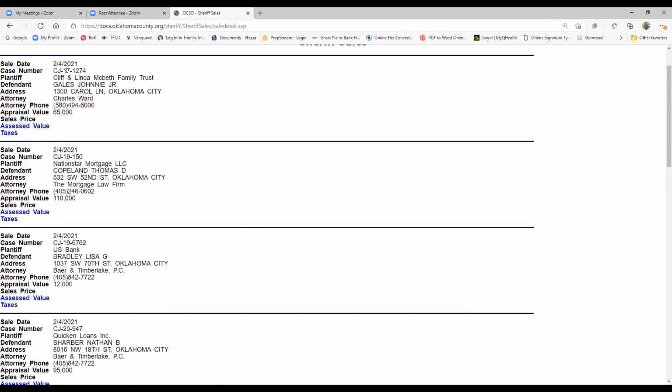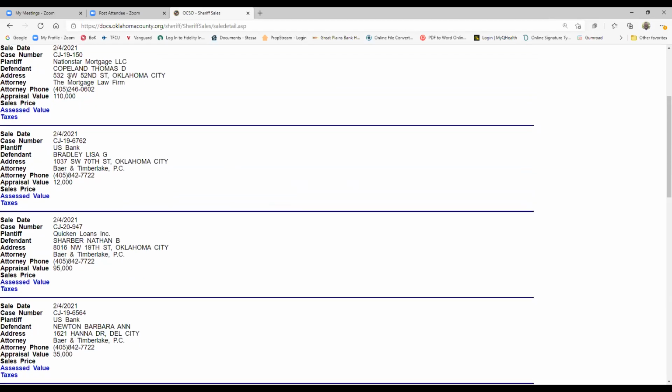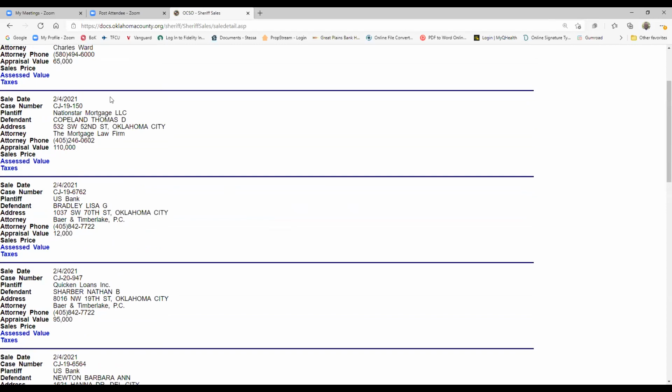It'll give you the case number and who the plaintiffs are. The plaintiffs are normally the people that own the property, right? The defendants are the people living in the property. Here's the attorney's name, and this is what they say is the appraised value for the property, right? And so the bidding will start at 2/3 of that. And you can scroll down, you can see these are the properties that are going to sell on the 4th.